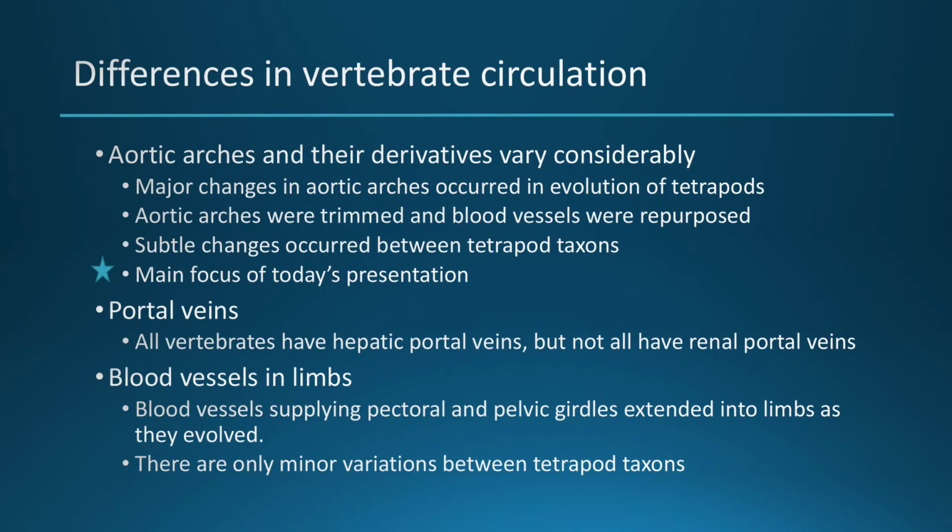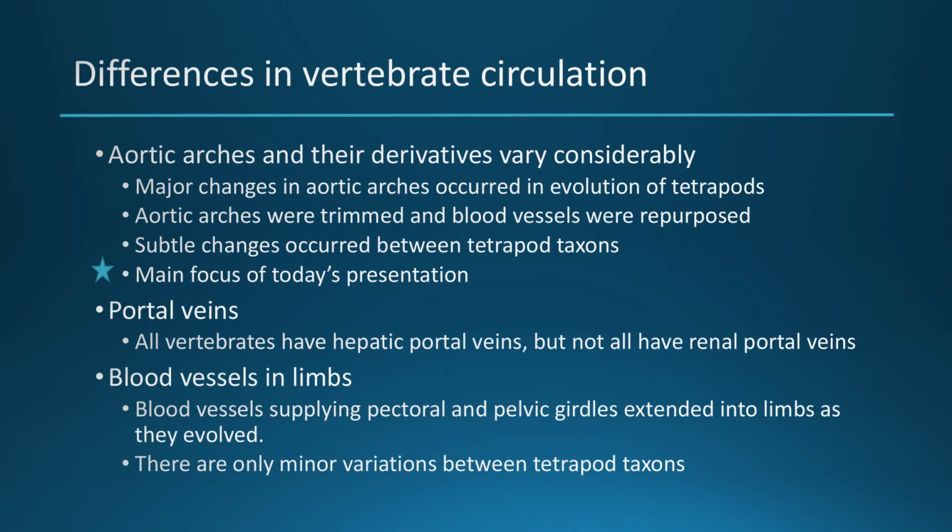Once you get from fish, there are some changes in lungfish, and then big changes in tetrapods. After that, between the different types of tetrapods, there are some subtle changes. That's going to be the main focus of today's presentation. I'm also going to talk to you about portal veins. I've mentioned them a little bit in lab, and we'll get into them more later. Basically, they're a set of blood vessels where blood returning from one organ goes to either the liver or the kidney before it comes back to the heart.